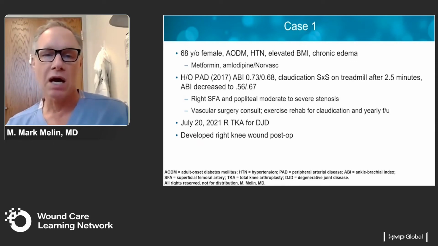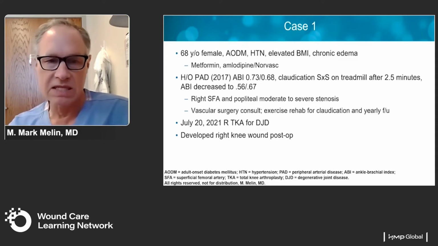Now, if you take 100 people on amlodipine, the vast majority do just fine. But if they're in your wound clinic and they've got a lower extremity ulceration, it is a significant contributor to lower extremity edema. It's one that we always recommend you stop. In our wound clinic also, we get ABIs on everybody.